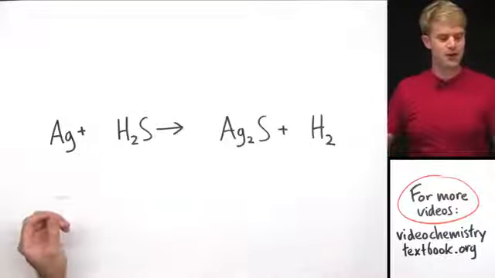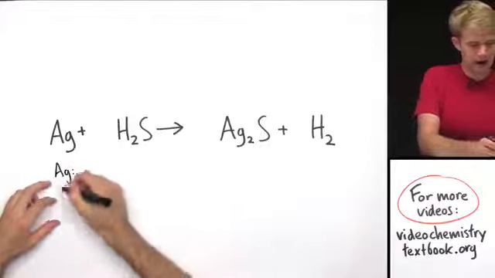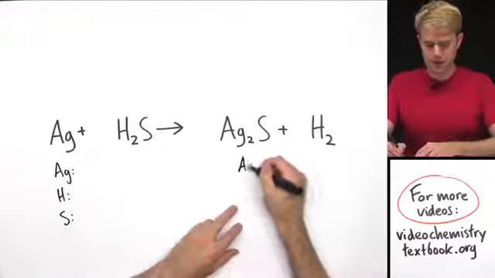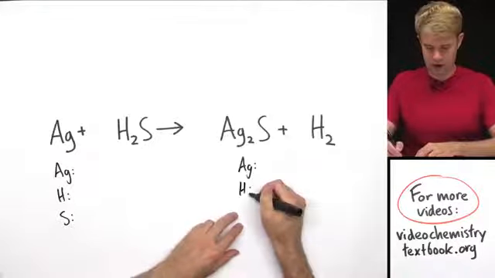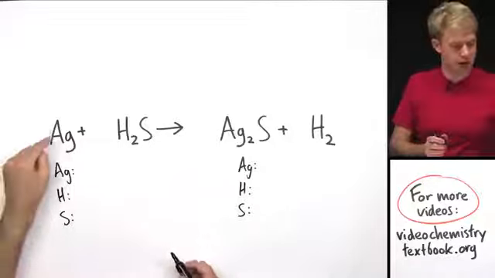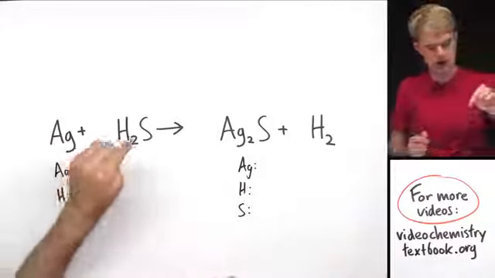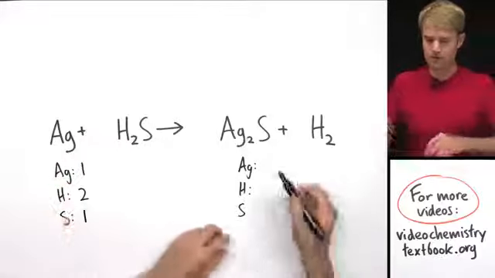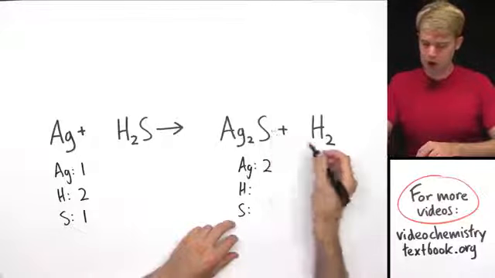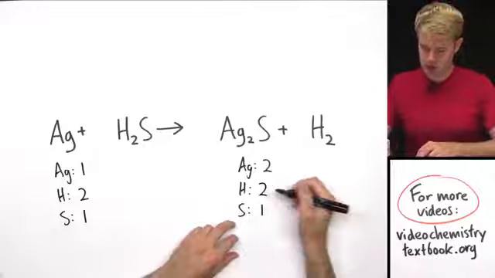Okay, so in this equation we've got 3 elements: silver, Ag, hydrogen, H, and sulfur, S. Obviously we've got these on both sides of the equation. Let's see how many atoms we have of each. Over here we've got 1 Ag, we've got H2, so we have 2 hydrogen atoms, and then we have S, so we have 1 sulfur atom. Over here we have Ag2, so we have 2 silvers. Sulfur, we have 1, and then we have H2, so we have 2 hydrogens.